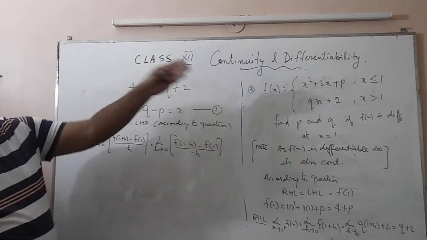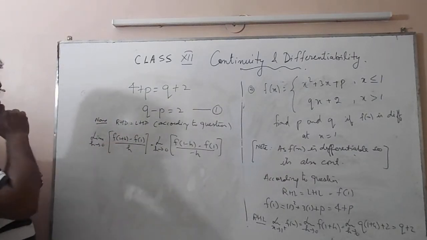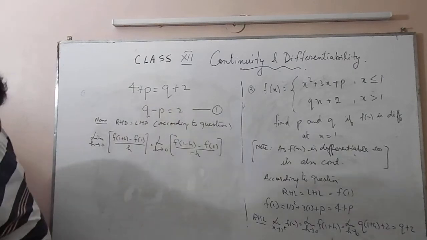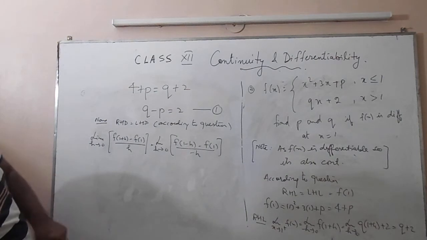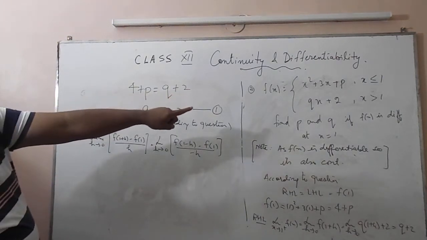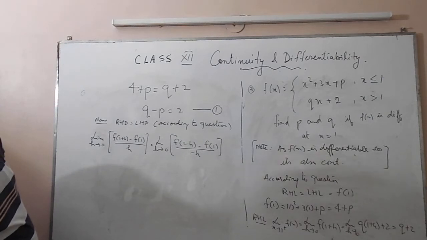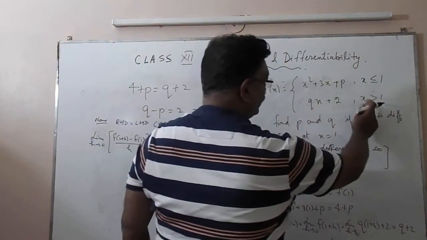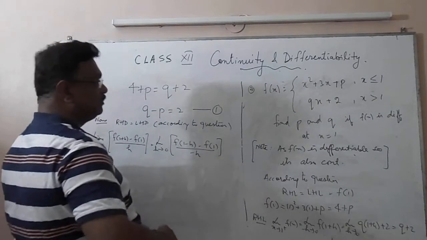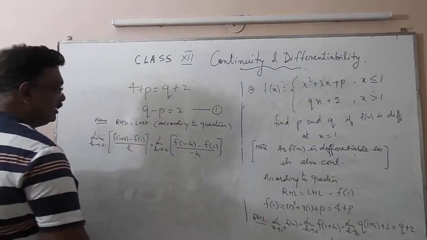Now we substitute these values into the question. f(1 plus h) we have to apply where x is more than 1. Before I proceed, please see again. In the question, f(x) is given as x square plus 3x plus p, where x is less than or equal to 1, and qx plus 2, where x is greater than 1. So we apply these values into the question.